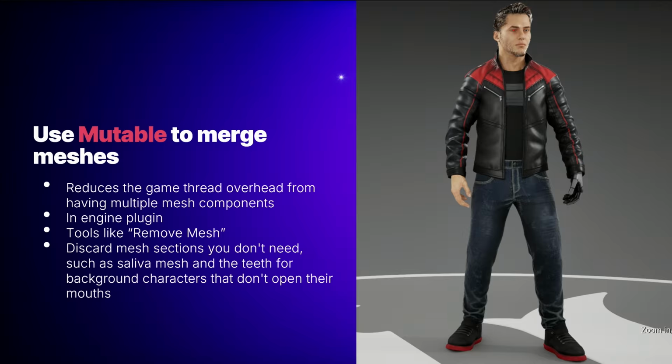So, for example, I've created a parametric body with clothing components. Maybe I want to combine those, and then I can hide all of the polygons that are underneath the shirt, and you don't need those.